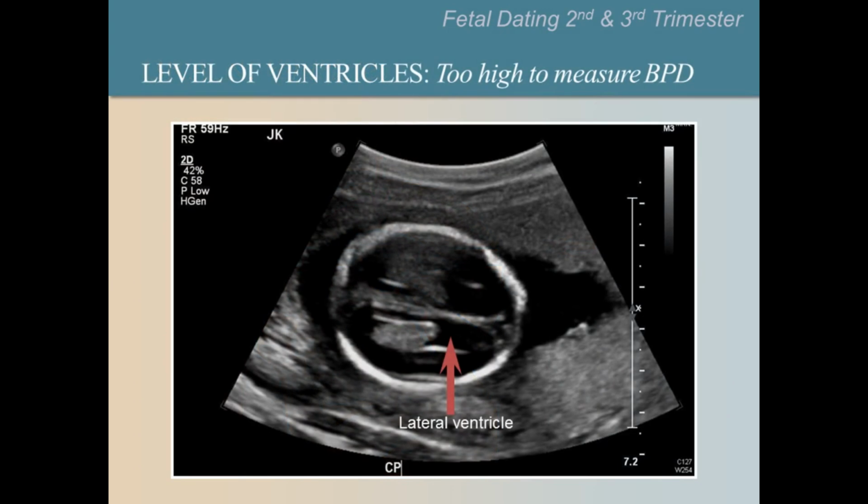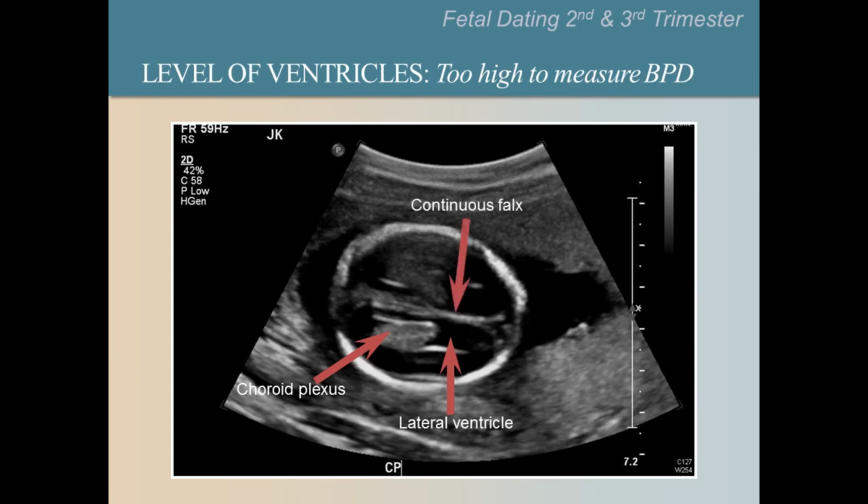Please note the lateral ventricle in this image. Ventricles contain fluid and tissue that makes fluid. The fluid is black, and the tissue that makes fluid, the choroid plexus, is echogenic and bean-shaped. This plane is too high to measure the BPD, so the measurements will be falsely small.